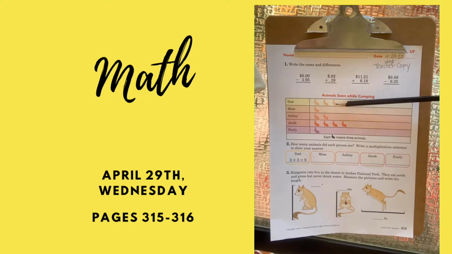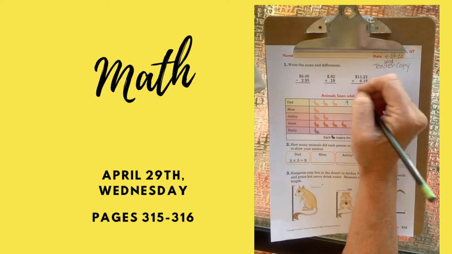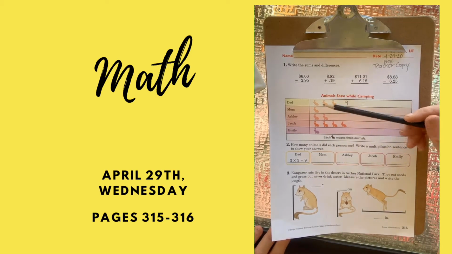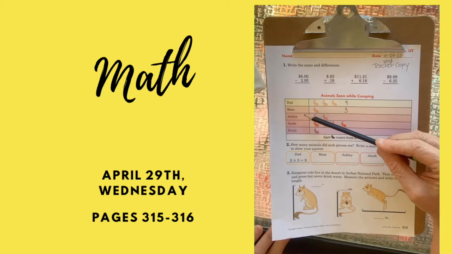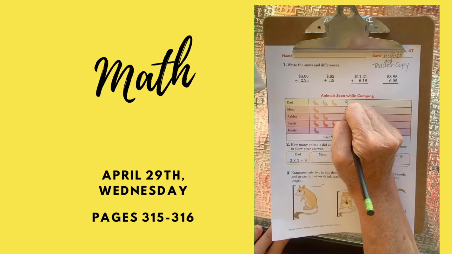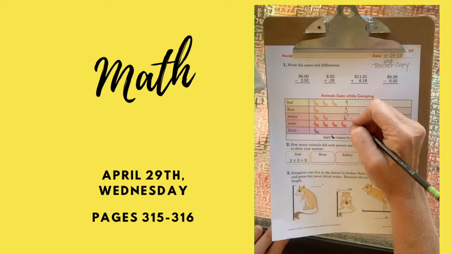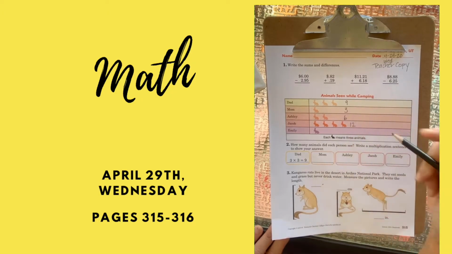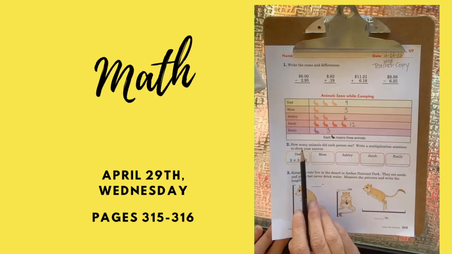3, 6, 9. Now, like I've told you before on these graphs, I like to write on here so you can do it quickly. So how many did Mom see? How many did Ashley see? 3, 6. How many did Jacob see? 3, 6, 9, 12. You guys are good at counting by 3s by now. And then Emily saw 3. Okay, now this is easy.